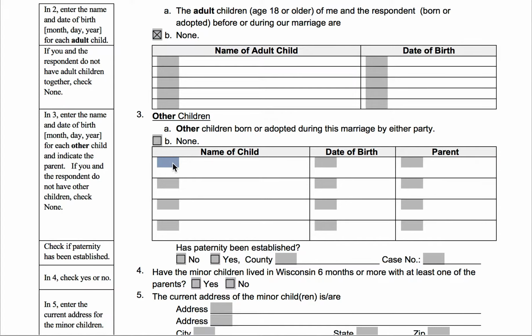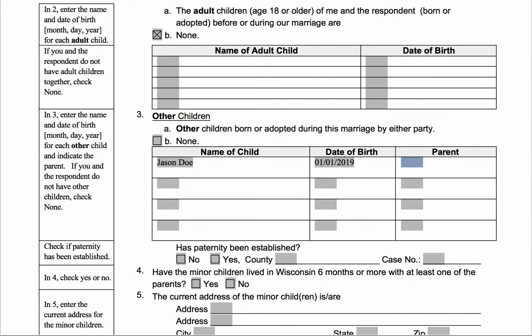So you're going to put the name of that child. So we'll say Jason Doe, the child's birth date, say 2019, and the parent. And when it says parent, it wants to know which of the two parties are the parents. So you don't need to put the name of the other father or the other mother. You need to put the name of which spouse in this marriage. Is the child yours or your spouse's?